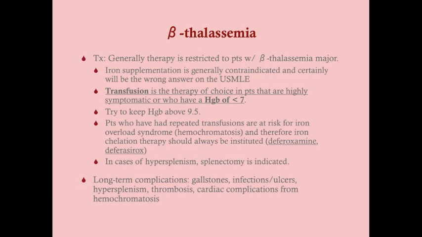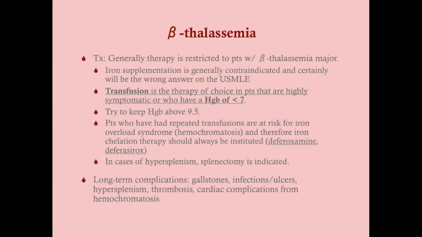So generally, therapy is going to be restricted to patients with beta thalassemia major. Why? Because those tend to be the only patients that have clinically relevant thalassemia. Iron supplementation is always going to be contraindicated, and certainly will be the wrong answer on the USMLE. I don't foresee them throwing a beta thalassemia patient at you who also has iron-deficiency anemia. That sounds like too bizarre of a question for the USMLE. So when it comes to treating a patient's thalassemia, be it alpha or beta, iron supplementation is the wrong answer.